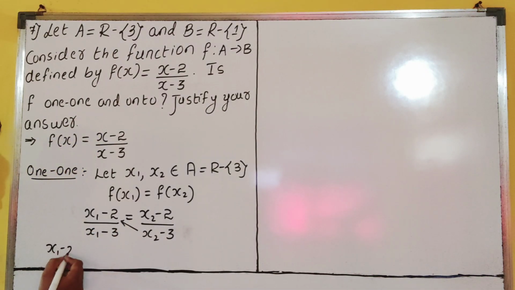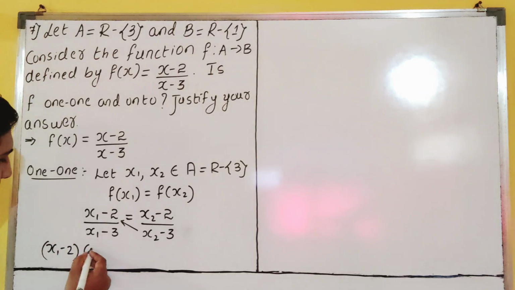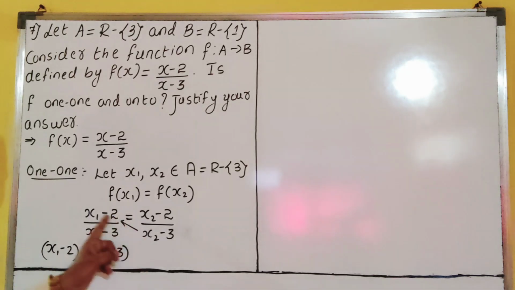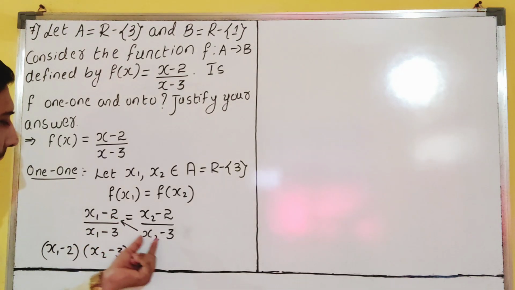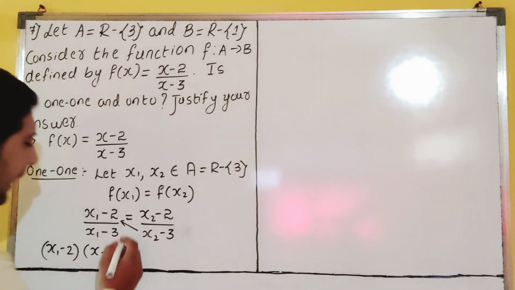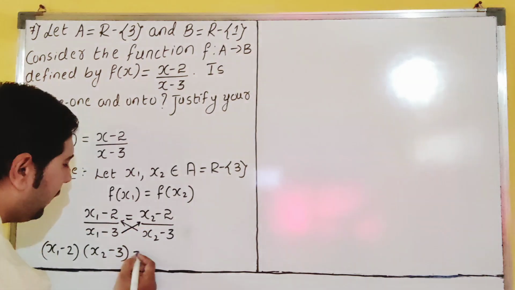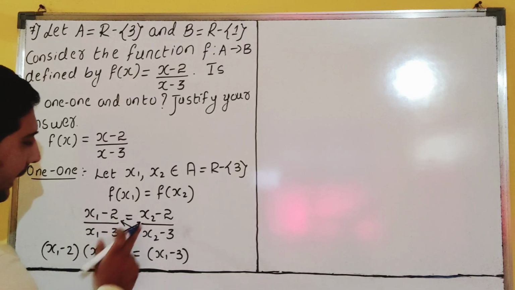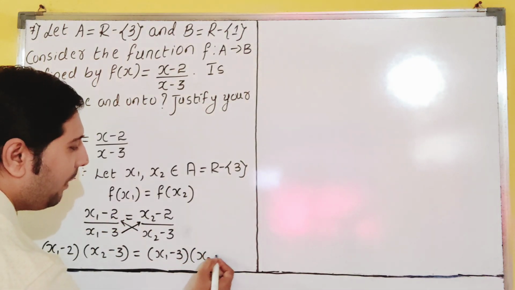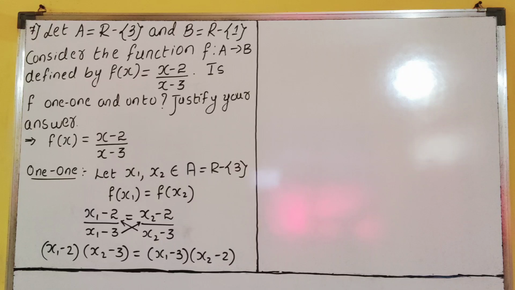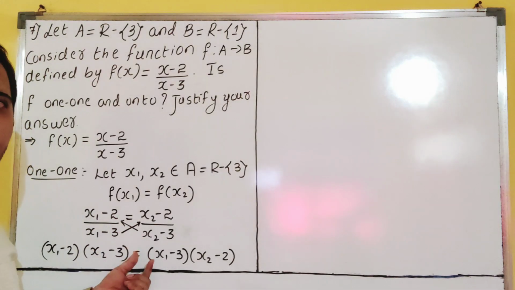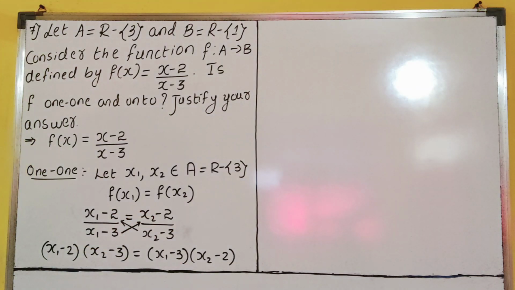x1 minus 2 into x2 minus 3, dear students. I cross multiply this side: x1 minus 2 into x2 minus 3. Again you cross multiply this side: x1 minus 3 goes this side into x2 minus 2, dear students. Clear? I have shown the cross multiplication by arrow marks. It is not required to show in the exam, dear students. If you want you can show it also. It doesn't matter.